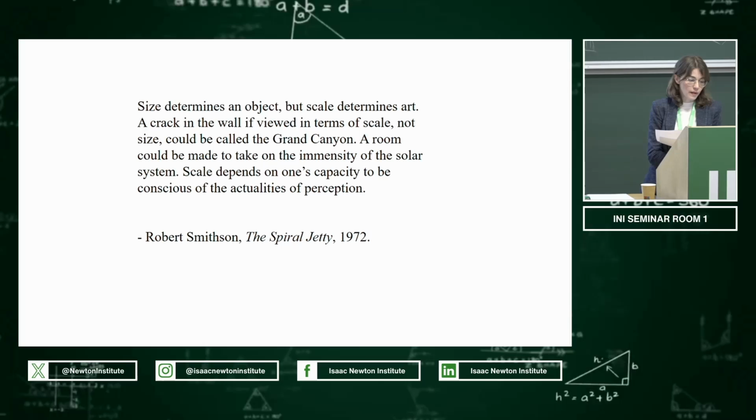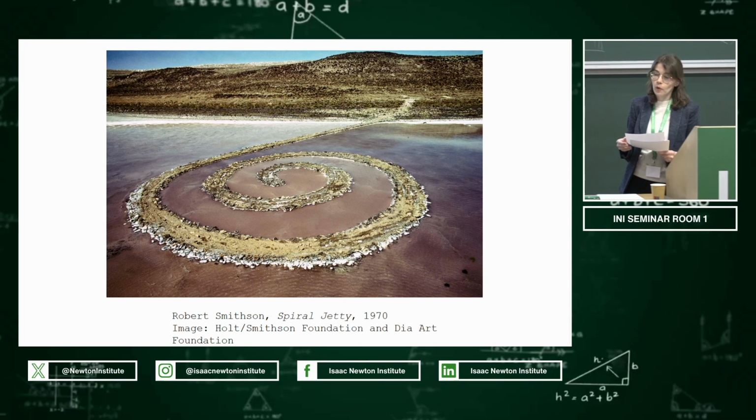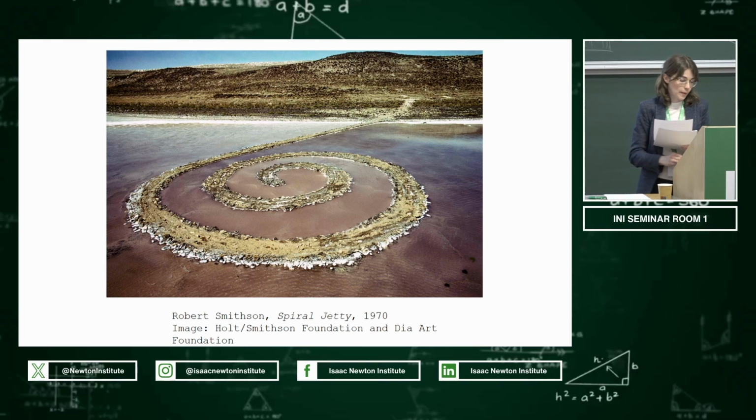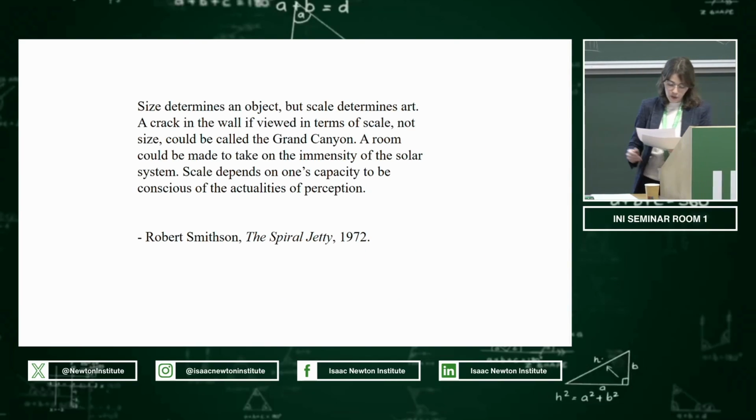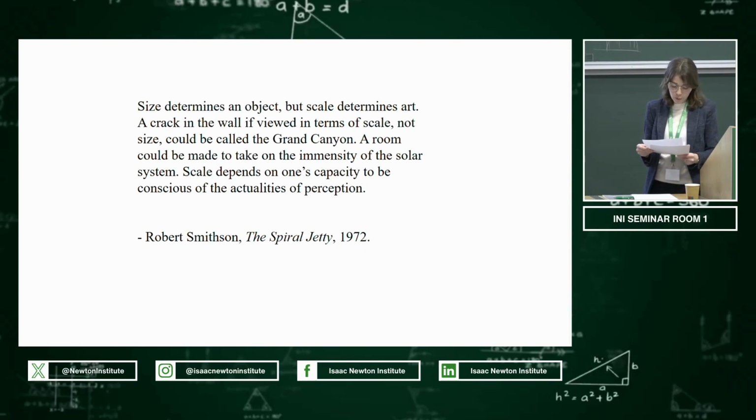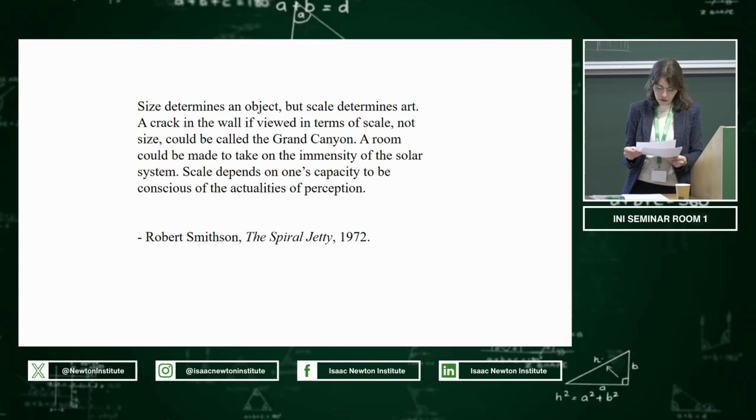The artist Robert Smithson offered one such definition. I'll come back to this, Spiral Jetty, perhaps his most famous work. He said, "Size determines an object, scale determines art. A crack in the wall, if viewed in terms of scale, not size, could be called the Grand Canyon. A room could be made to take on the immensity of the solar system. Scale depends on one's capacity to be conscious of the actualities of perception."